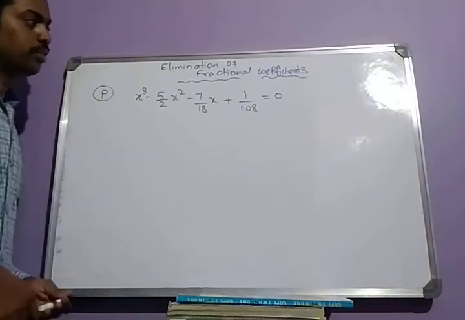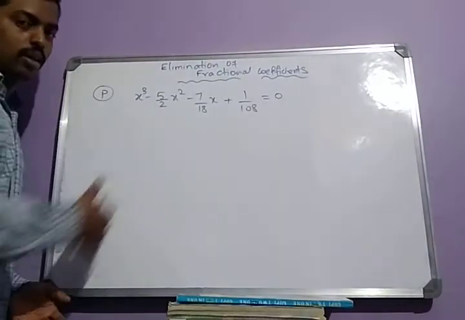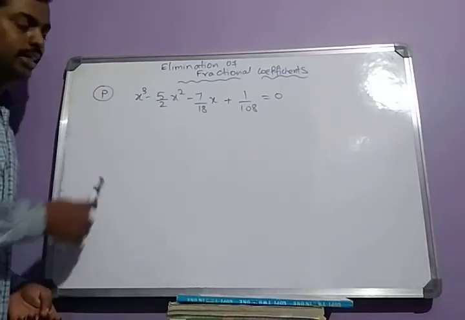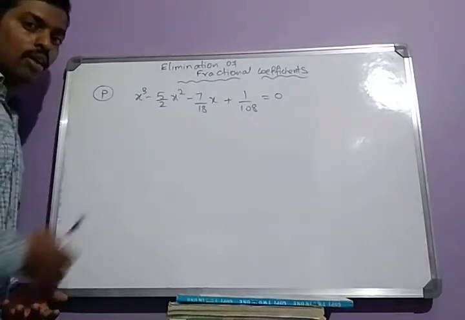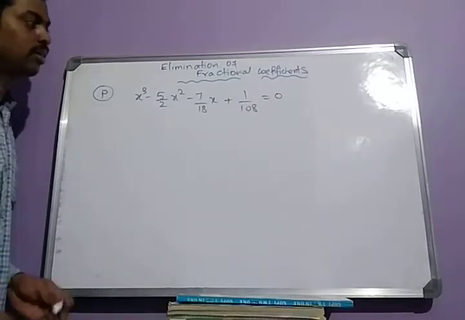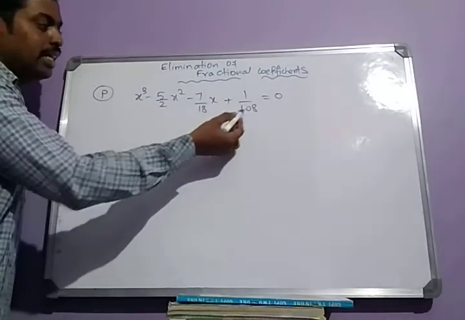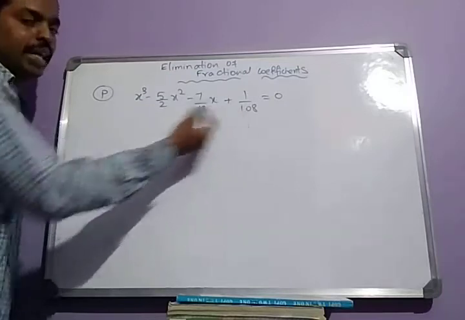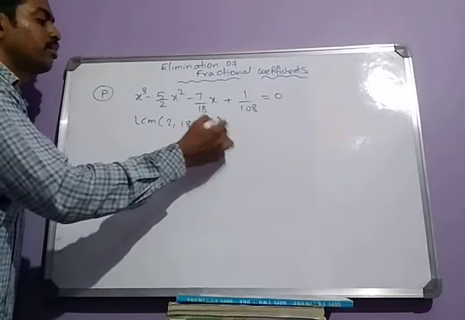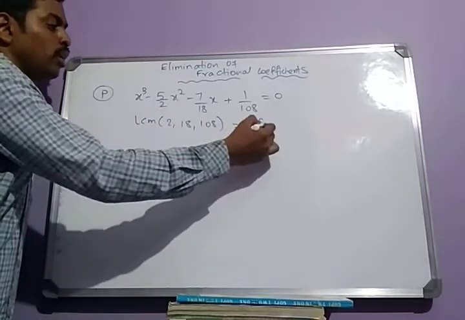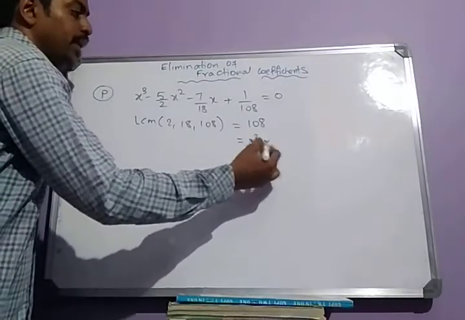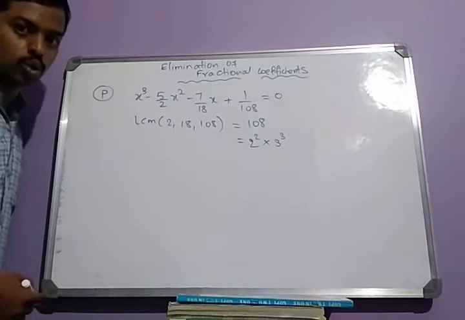So observe this question. Here you can observe that the coefficients are fractions. We have to transform the equation in such a way that in the transformed equation we don't have any fractional coefficients. So how to eliminate these fractional coefficients? Let us take the LCM of these denominators 2, 18 and 108. LCM of 2, 18, 108. So it is very clear that the LCM is 108. Prime factorizing 108, you will get 2 square into 3 cube.